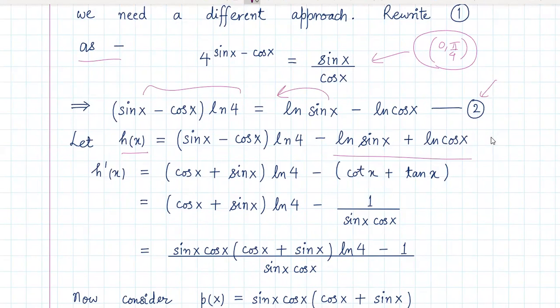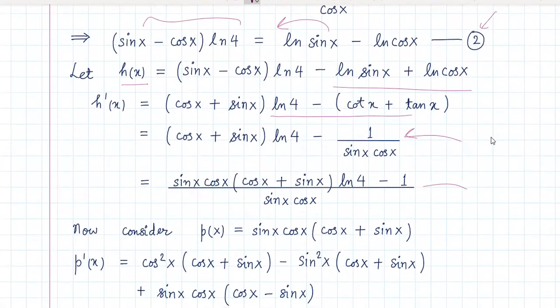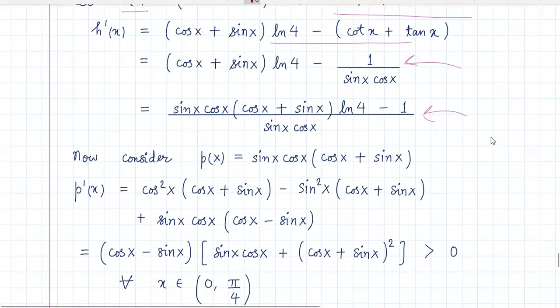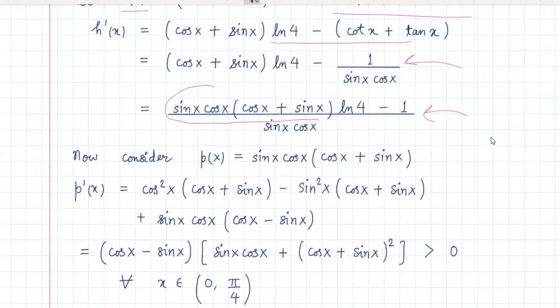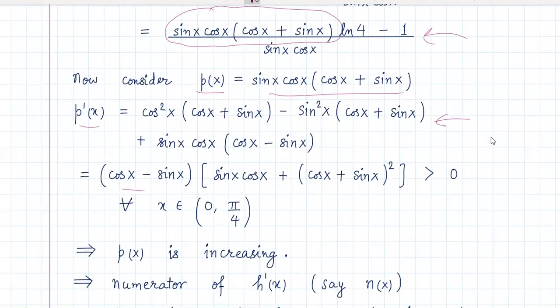H prime x we can find very easily. We can write it in terms of sin x and cos x, and taking LCM, this is what it becomes. Now let us consider this function alone to be p of x. So this is the function. The derivative p prime x comes out to be this function, and on simplifying, this is what it becomes.